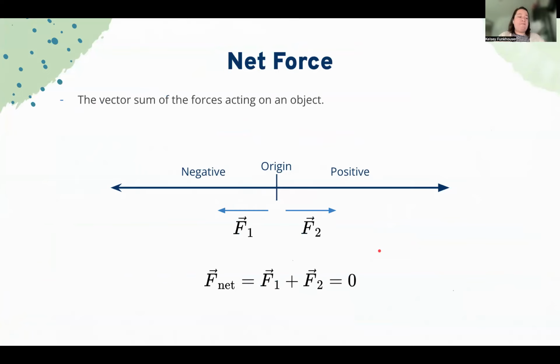So net force is just the vector sum of the forces acting on an object. So here we have our coordinate system set up with the origin in the middle, negative to the left, positive to the right. And we have two forces that are acting on an object. One points to the right, one points to the left. So one is positive and one is negative. And these forces are equal in magnitude because those arrows are the same size. But since they point in opposite directions, the net force, which again is just the vector sum of the forces, equals 0.